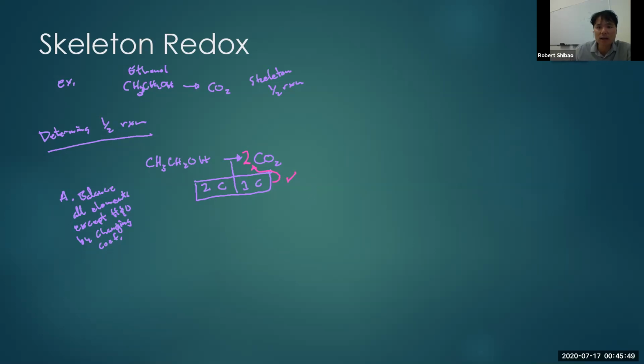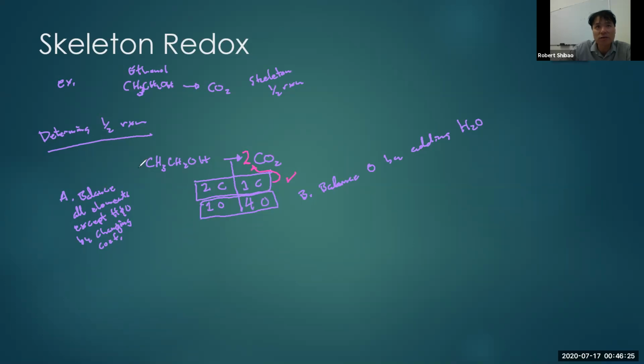Step B is we're going to balance the oxygens. The way we're going to balance the oxygens is by adding water. And so I'm going to go over here for B. Balance oxygen by adding water, H2O. And so how many oxygens do I have on the left? I have 1 oxygen on the left. And then I have 2 times 2 is 4 oxygens on the right. And so I need 3 more oxygens here.